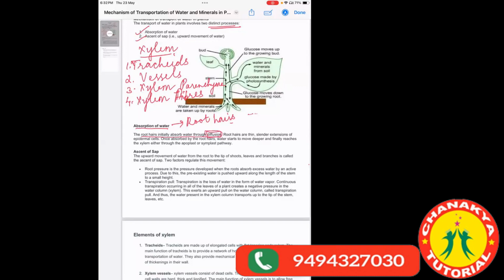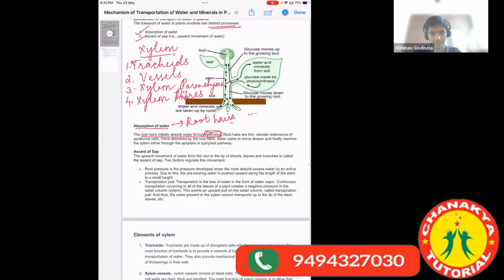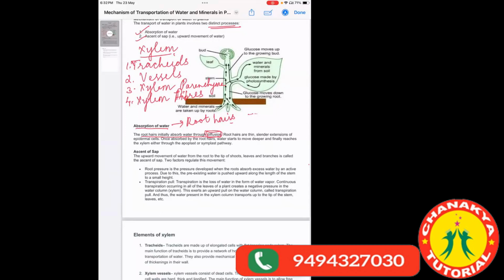What do you mean by diffusion, children? Any idea what is diffusion? Exchange of water molecules. No, exchange of gases is not diffusion. Movement of particles from high pressure to low pressure. Who answered it, Meher, I guess? Yes, ma'am. Right. So diffusion is basically the process where the movement of the molecules takes place from high concentration to low concentration.